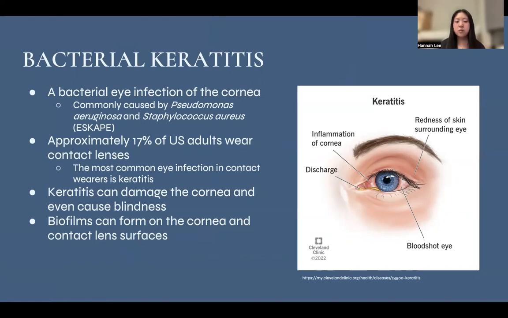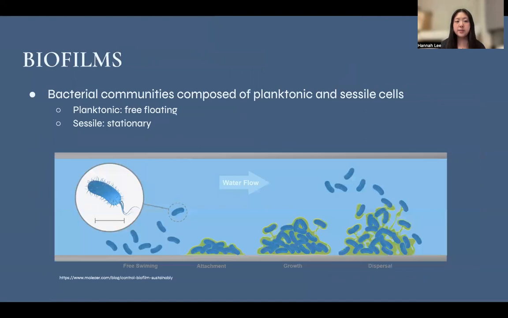Biofilms can form on the cornea as well as on contact lens surfaces, which include silicone and other plastic materials. Biofilms can be defined as bacterial communities composed of planktonic and sessile cells. Planktonic is defined as free floating, so it's labeled free swimming in the image below. And sessile is defined as stationary, so these cells don't really move after they're attached onto a surface.